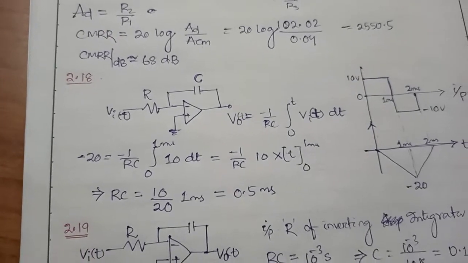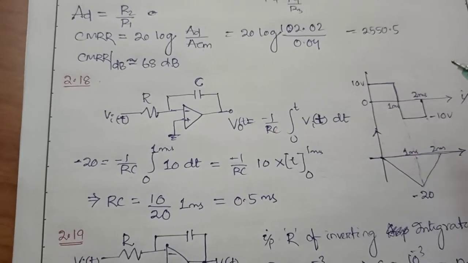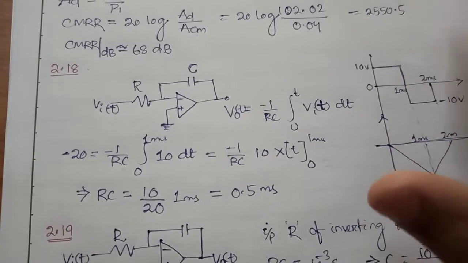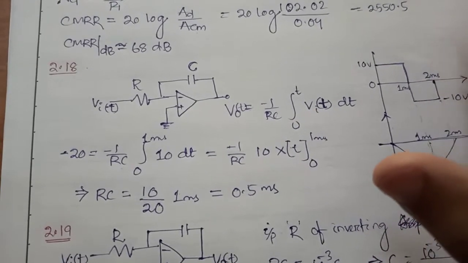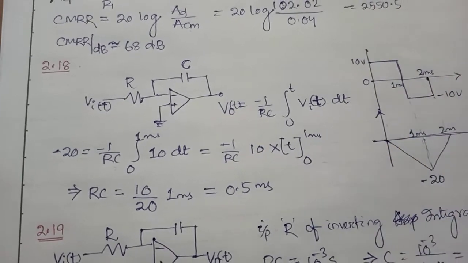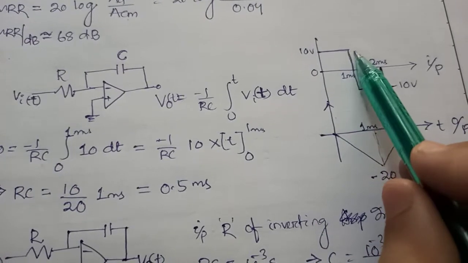In 2.18, it is given: consider a symmetrical square wave, 20 volt peak to peak, 0 average and 2 millisecond period, applied to a Miller integrator. Find the value of time constant RC such that the triangular waveform at the output has a 20 volt peak to peak amplitude. Okay, so the input is given 20 volt peak to peak, means from here to here it should be 20 volt.